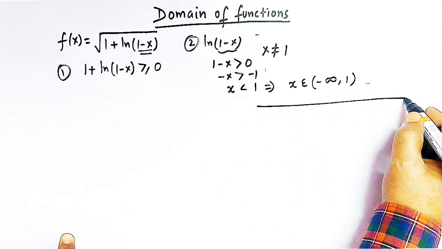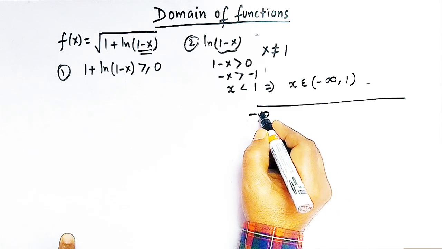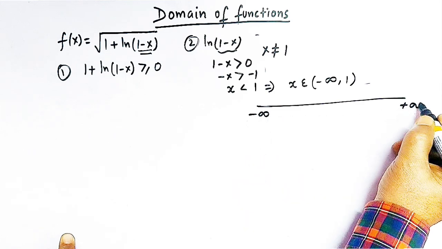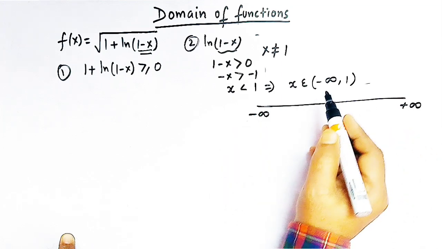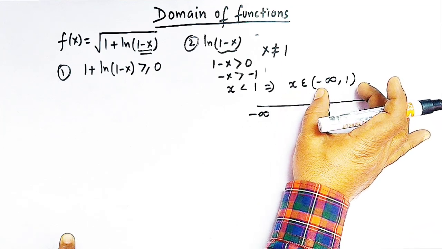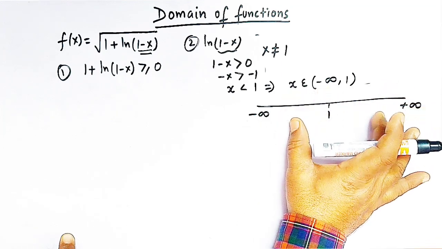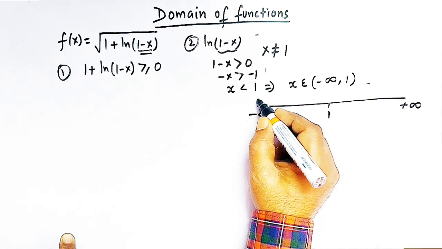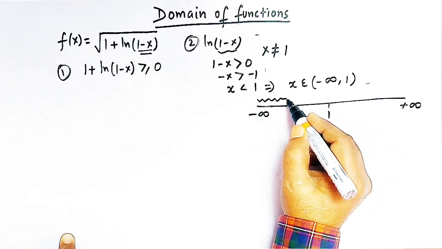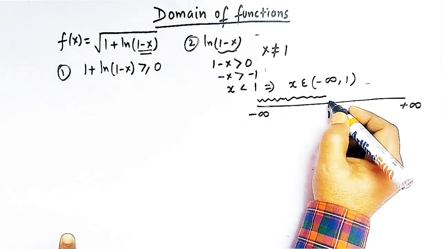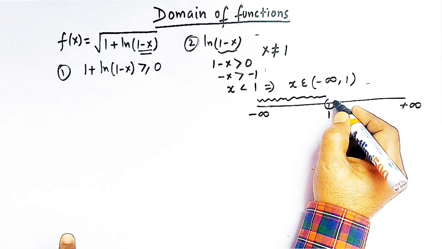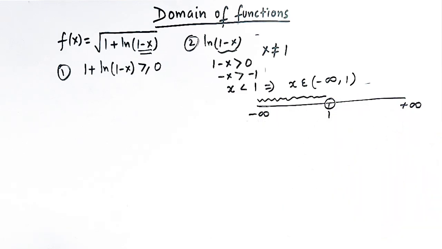So here we have the real number line, minus infinity to plus infinity, and here we have 1, right? So let us represent this interval on this real number line. So here we have this region that is from minus infinity to 1, and remember here 1 is not included.